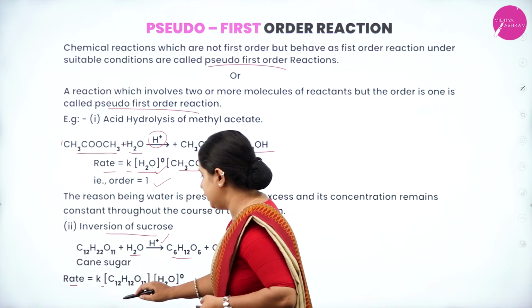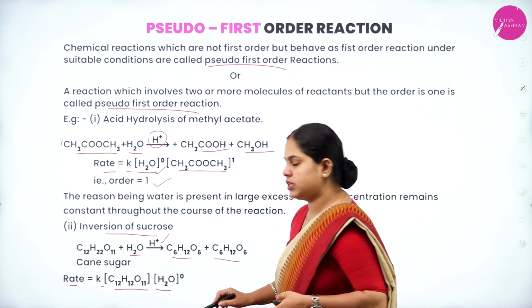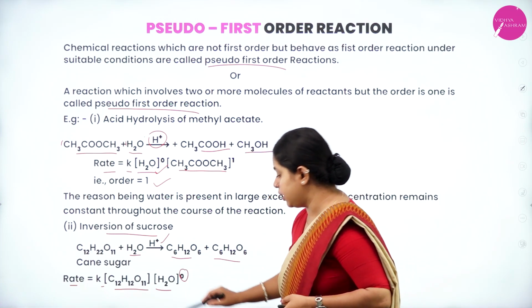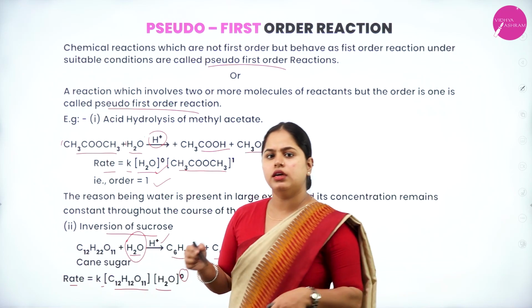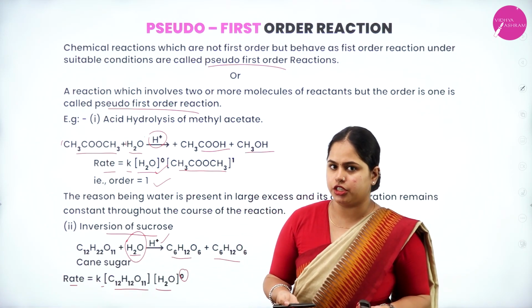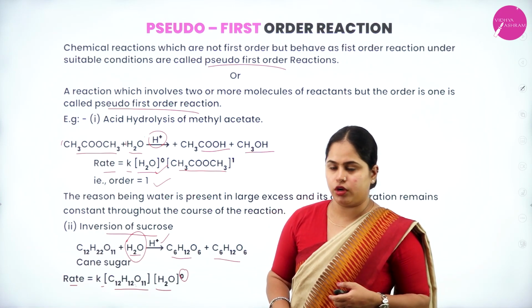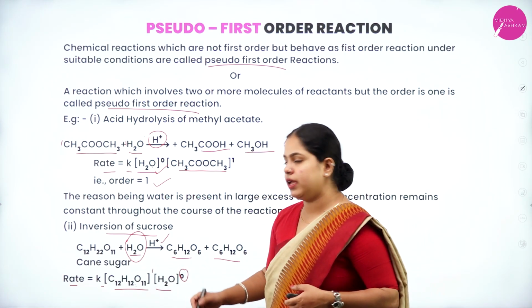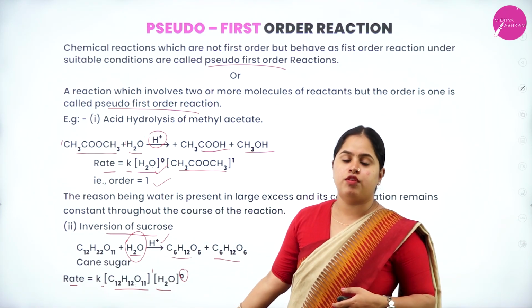Rate is equal to K into the molar concentration of sucrose into the molar concentration of water raised to the power 0. Here also, because of the same reason, the excess of water doesn't create any change in the concentration. So only the concentration of sucrose is of importance here. So you have 1 here, that is why again the order will be 1. Instead of becoming order 2, this is a first order reaction.